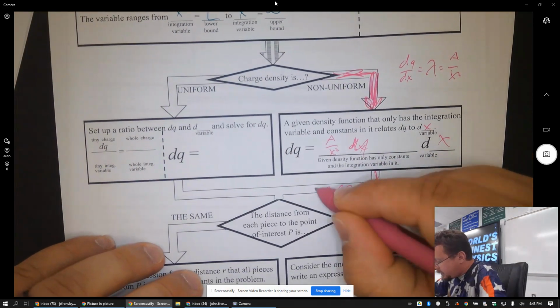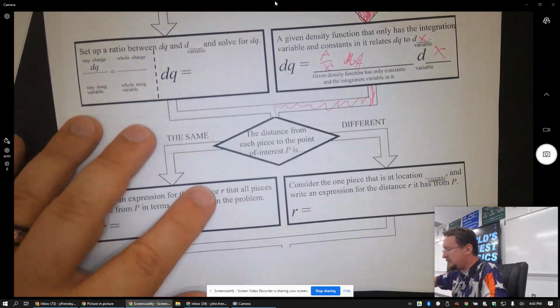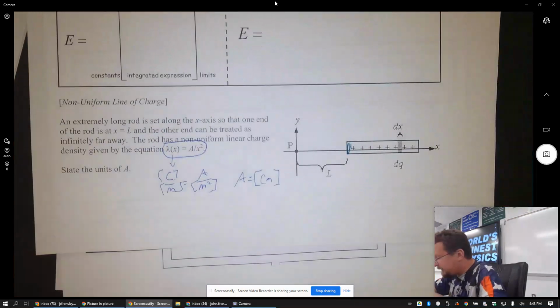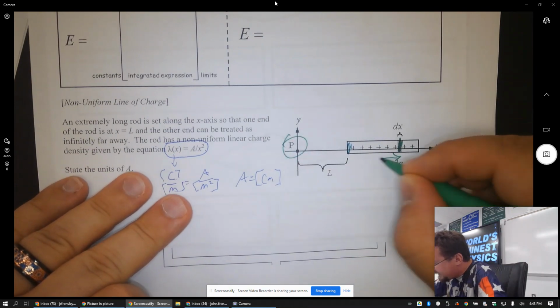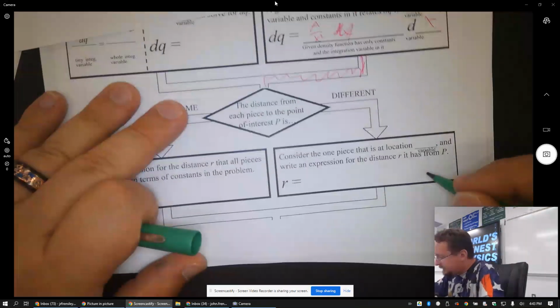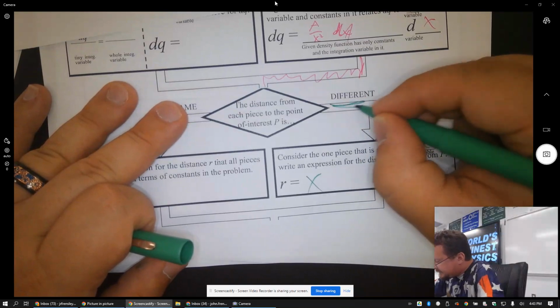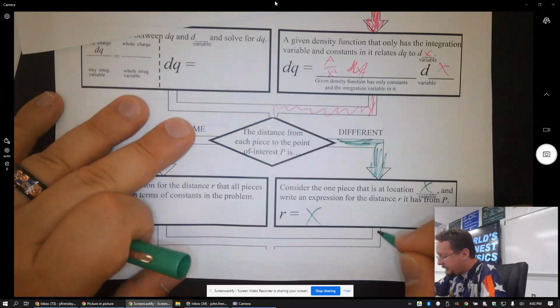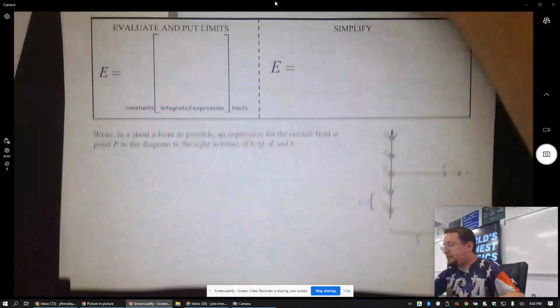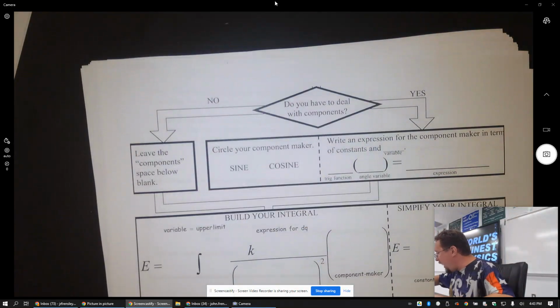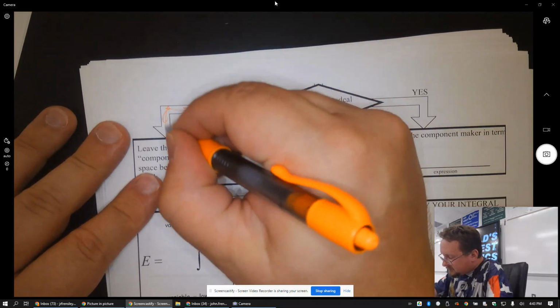Okay, so the distance to each piece is going to be different. Let's not screw this up this time. The distance from the point of interest to each piece looks like it's just good old x. Well, that was easy. So it's x this time, so I didn't have to think too hard about that. Okay, do I have to deal with components? No, that makes me happy. I hate dealing with components.